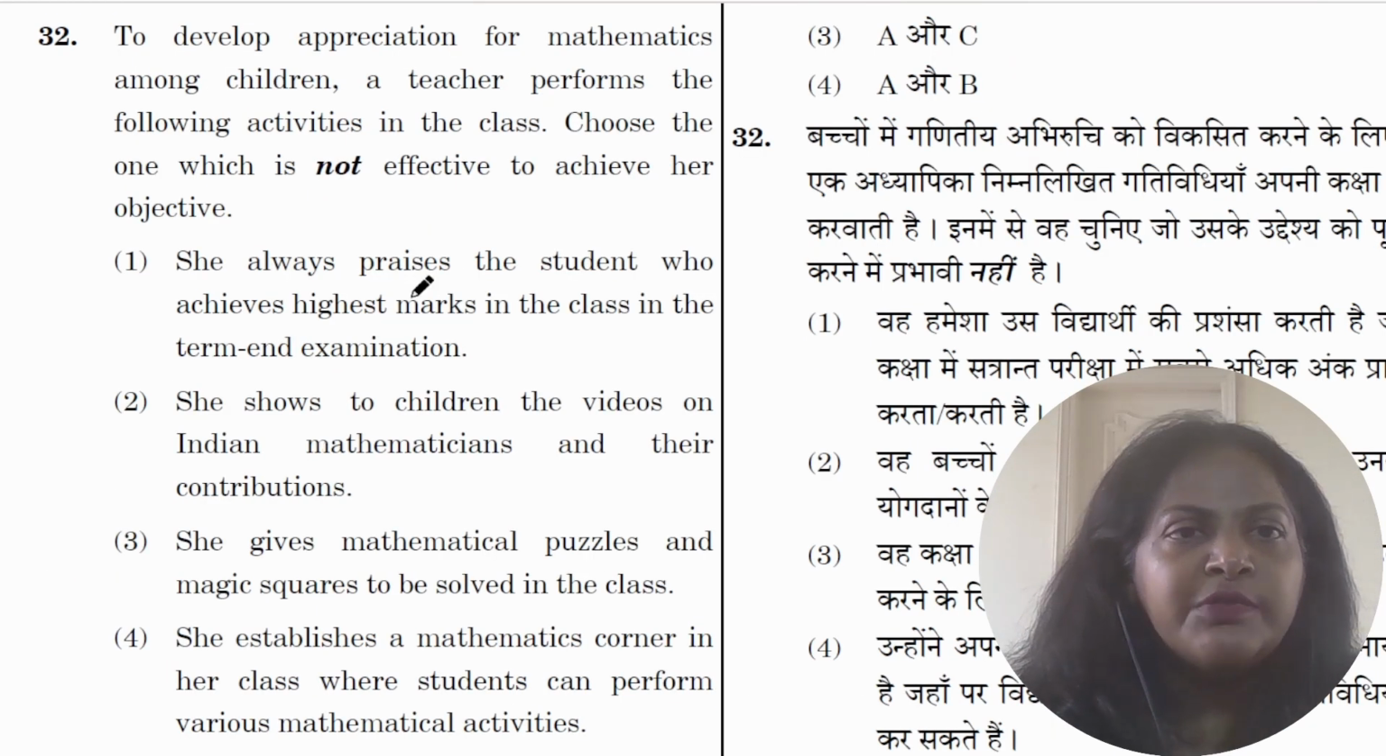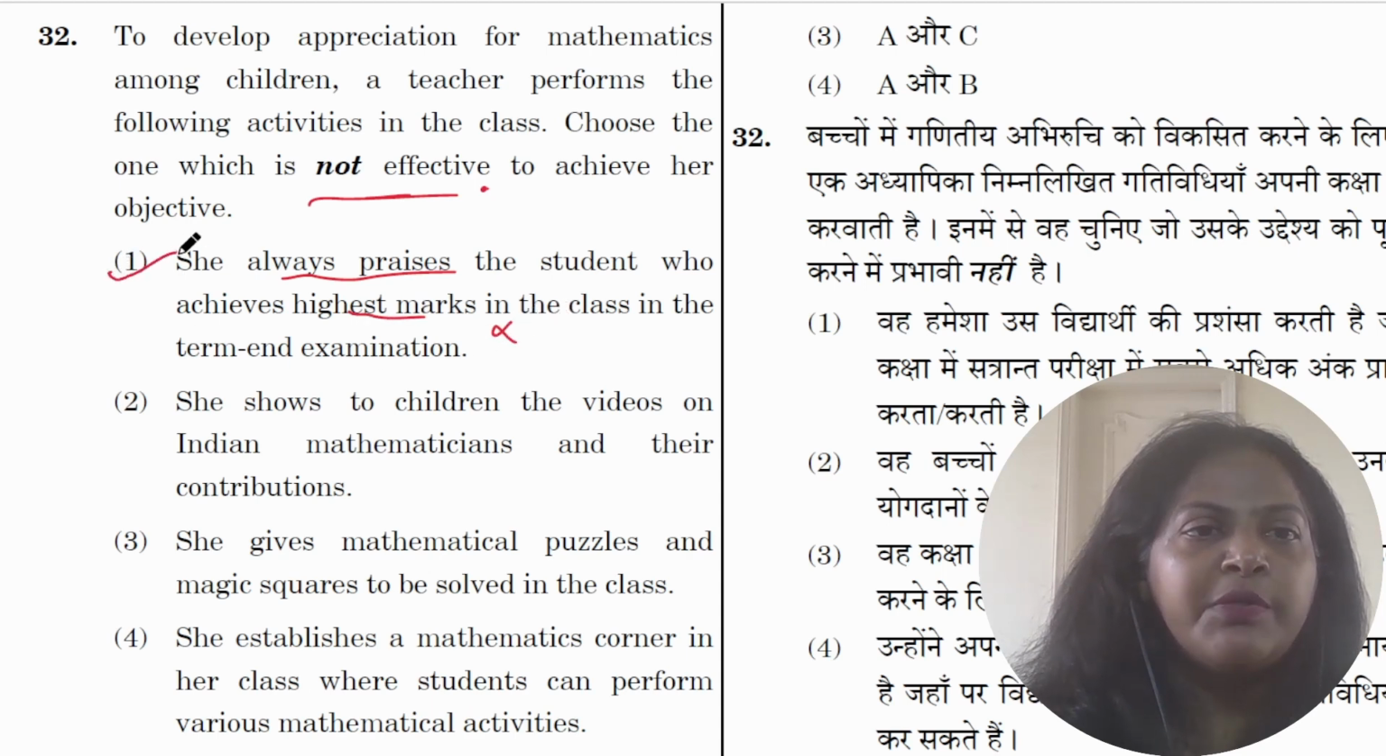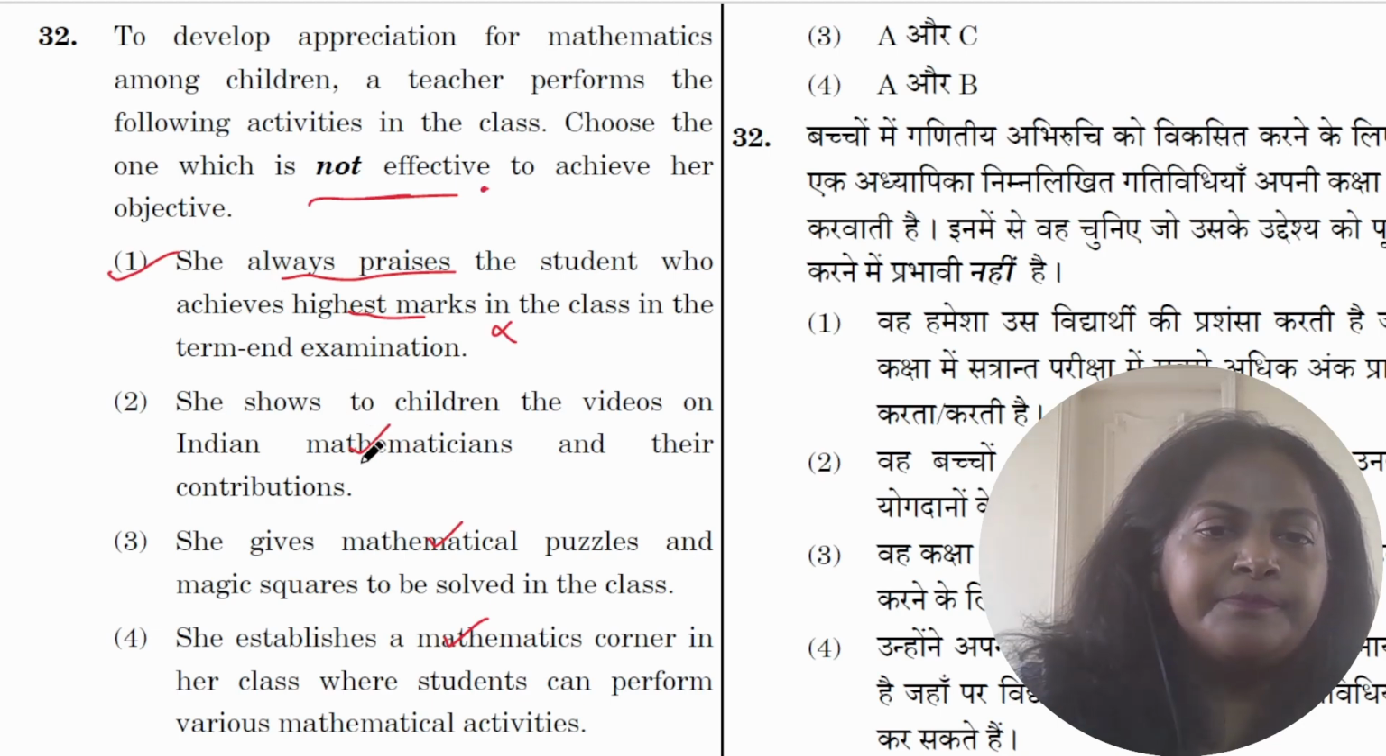Question 32. To develop appreciation for mathematics amongst children, a teacher performs the following activities in the class. Choose the one which is not effective to achieve her objective. She always praises the students who achieve the highest marks. So no, this is not effective. This should be your answer. Let's see what else she does. She shows children videos of Indian mathematics. This is very good. She gives mathematical puzzles. Yes, she should do this. She establishes a mathematics corner. So not effective would be option number 1.